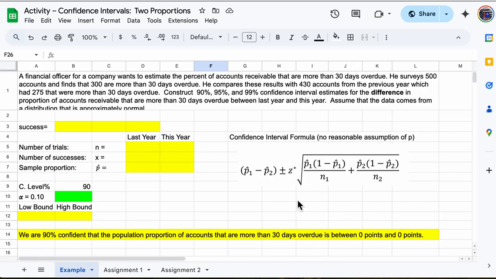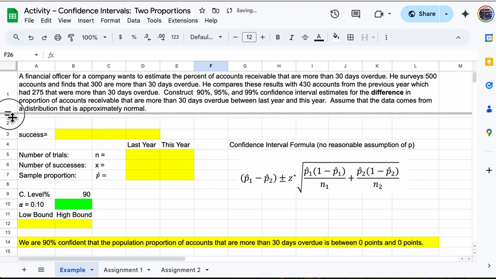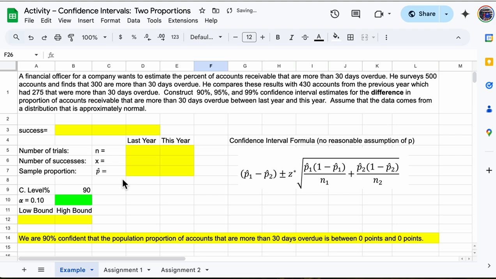The overview for activity confidence intervals for two proportions. Get right into an example here. A financial officer for a company wants to estimate, and this should sound familiar by the way, the percent of accounts receivable that are more than 30 days overdue. He surveys 500 accounts and finds that 300 are more than 30 days overdue.